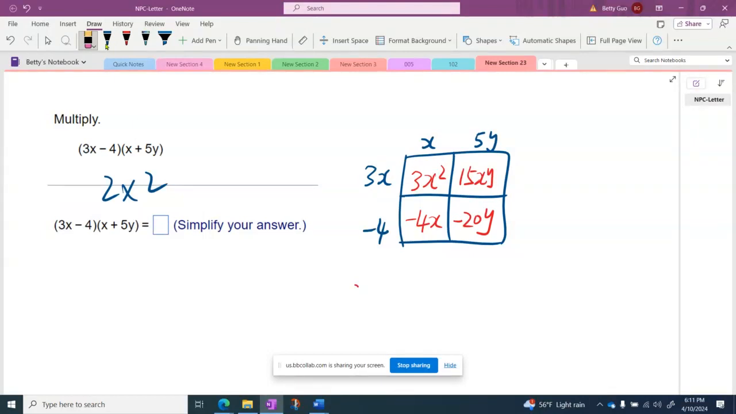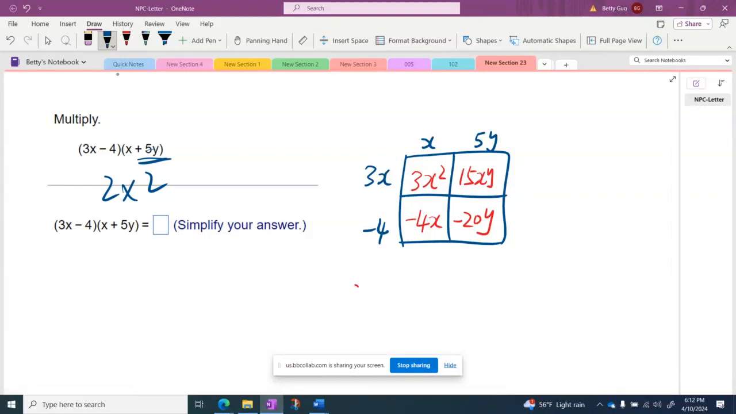So we have, in this case, let me double check, 3x squared, 15xy, -4x, minus 20y. In this case, none of the 4 terms are like terms, right? So the diagonal pattern doesn't hold. And the reason is because we have a second variable in the second polynomial.